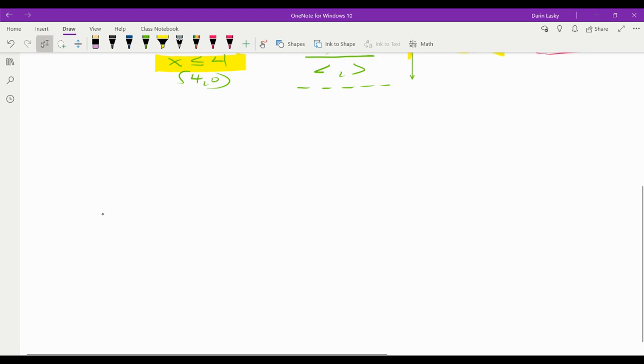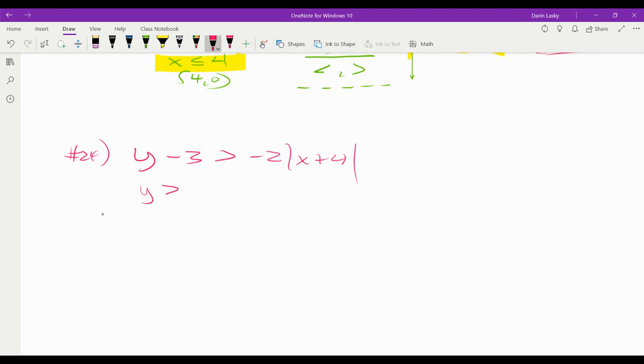absolute value inequality. So let's go ahead and go to number 24 for you guys. Number 24 has y minus 3 is greater than negative 2 absolute value of x plus 4. Whoops, I keep doing that to you guys. So let's just solve this to clean it up a little bit. Y is greater than negative 2 absolute value of x plus 4 plus 3.